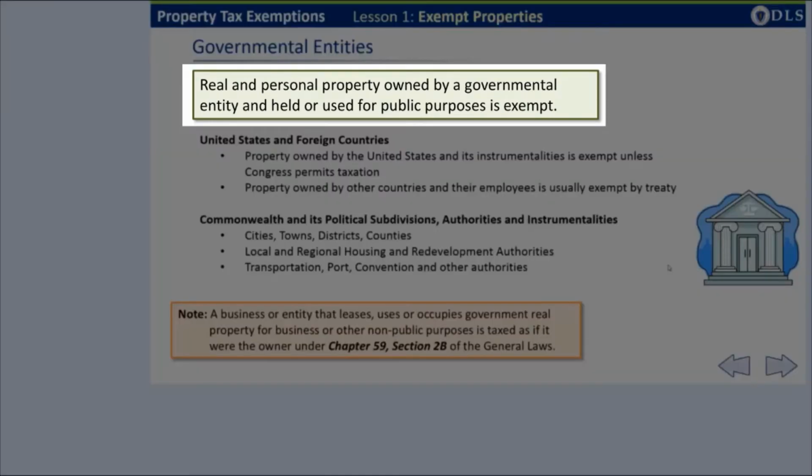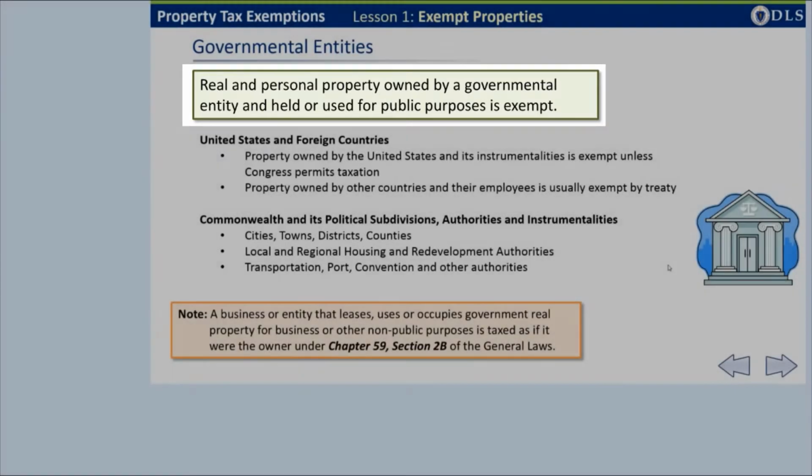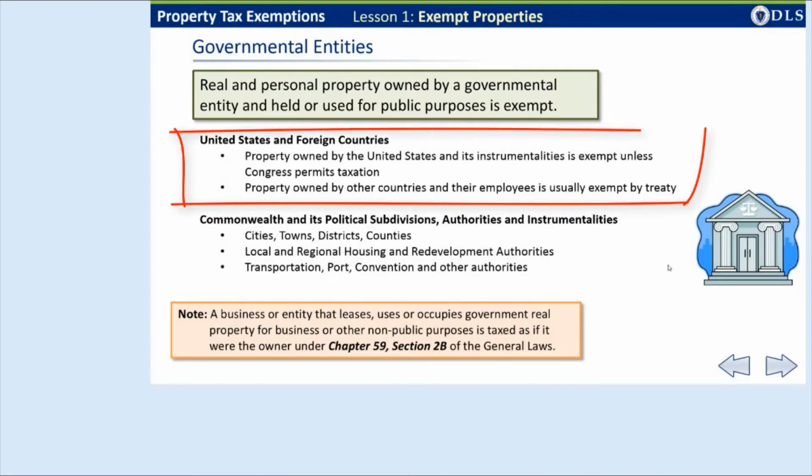Real and personal property owned by a governmental entity and used for public purpose is exempt from local property taxes. If the property is not owned by the entity, it is not exempt. Property owned by the United States is exempt under the United States Constitution unless Congress expressly permits it. This exemption is found in Clause 1 of General Laws, Chapter 59, Section 5.